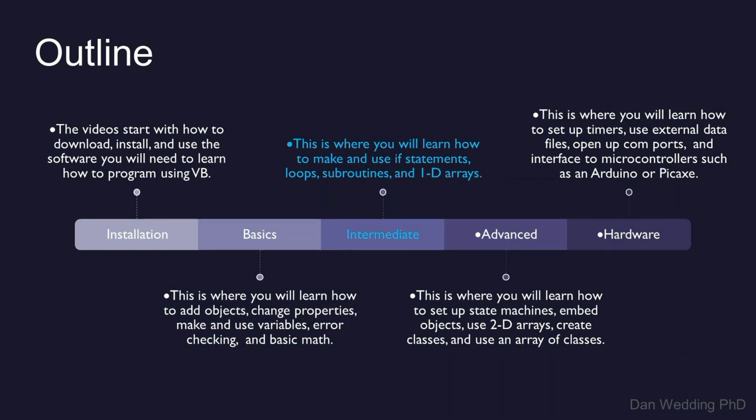The intermediate topics are covered next. This is where you're going to learn how to make and use an if statement, loops, subroutines, and one-dimensional arrays. Next, the advanced topics will be covered. This is where you're going to learn how to set up a state machine, embed objects, use 2D arrays, create classes, and to use an array of classes. Finally, we're going to advance to hardware. This is where you're going to learn how to set up timers, use external data files, open up COM ports, and interface to microcontrollers such as a pickaxe and an Arduino.